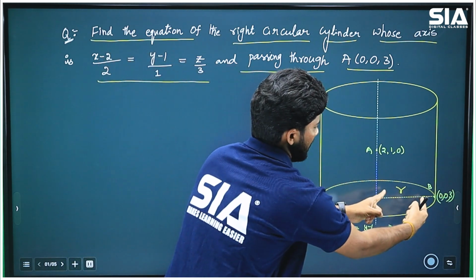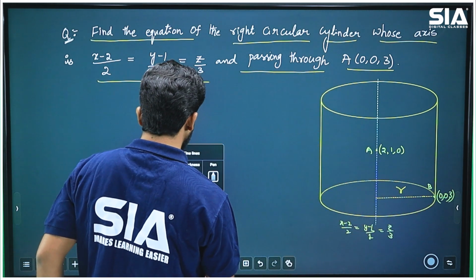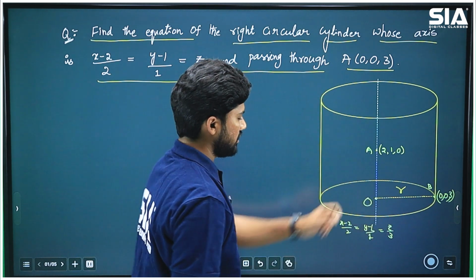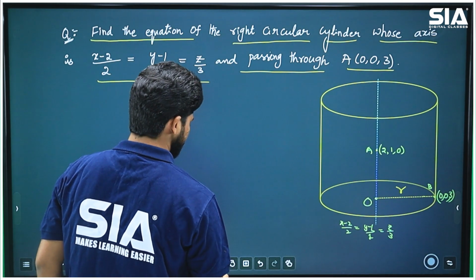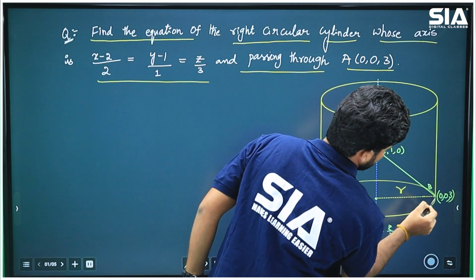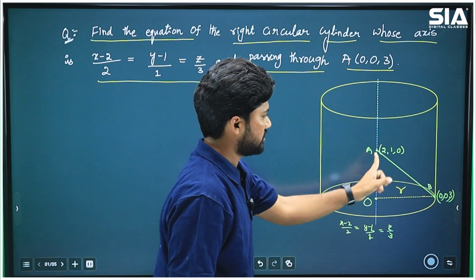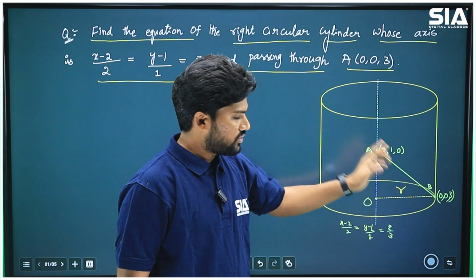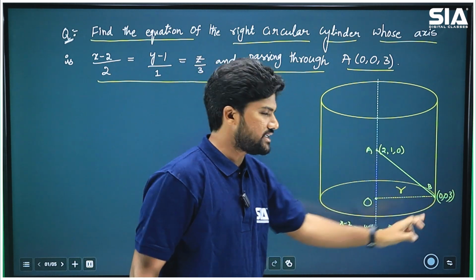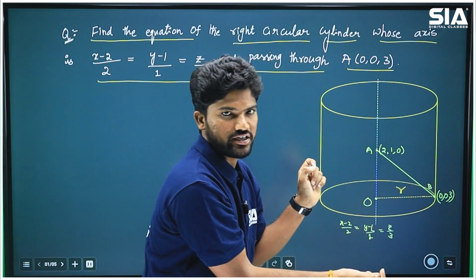So if you find the small r, observe carefully: A, B, and this point I am taking as O. If you join these three points, then we will get one right angle triangle. Like this, AB is the hypotenuse of the right angle triangle OAB. So now from the Pythagoras theorem, to derive the right circular cylinder equation, we have to find AB square is equal to AO square plus OB square. What is AB square? Hypotenuse.